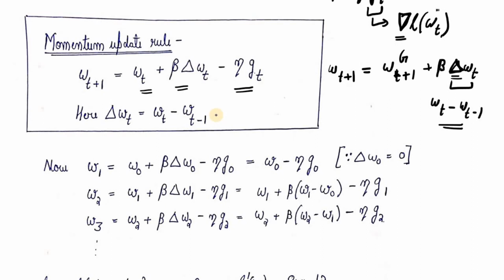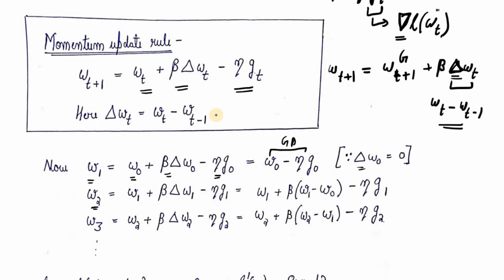Now, if I have to expand it, this is how it will look. I replace t with 0. This will be W1, which will be equal to W0 plus beta delta W0 minus eta G0. Now delta W0 is 0, so this term vanishes because we are starting at 0 and can't find a successive difference in any case. So the first step is exactly similar to the gradient descent step.